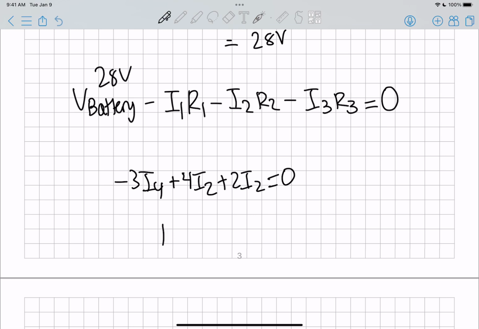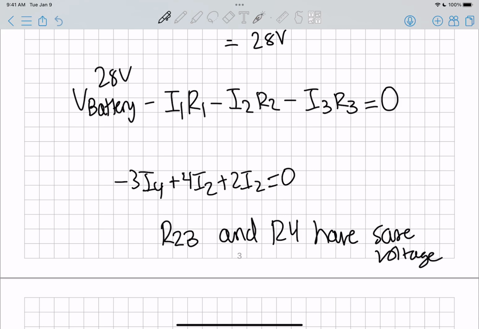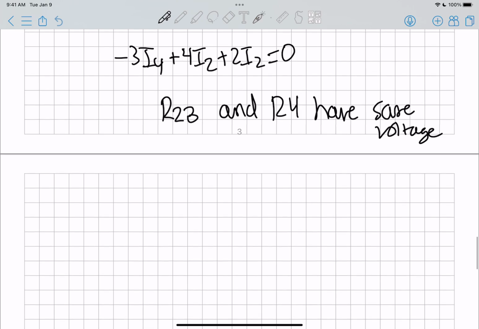So since R23 and R4 have the same voltage, then effectively V4 should be equal to V2 and 3, right? And that's where I think they're getting V4 minus V2,3. Actually they're doing the opposite, V2,3 minus V4, and that's equal to 0. So that's kind of what they're doing.